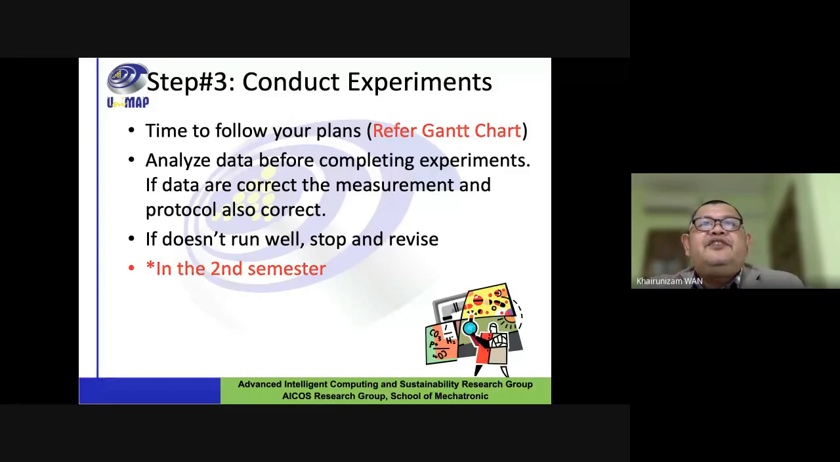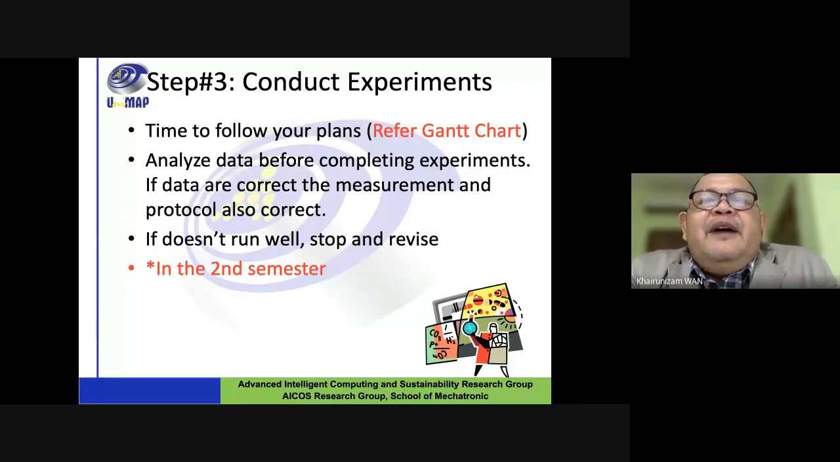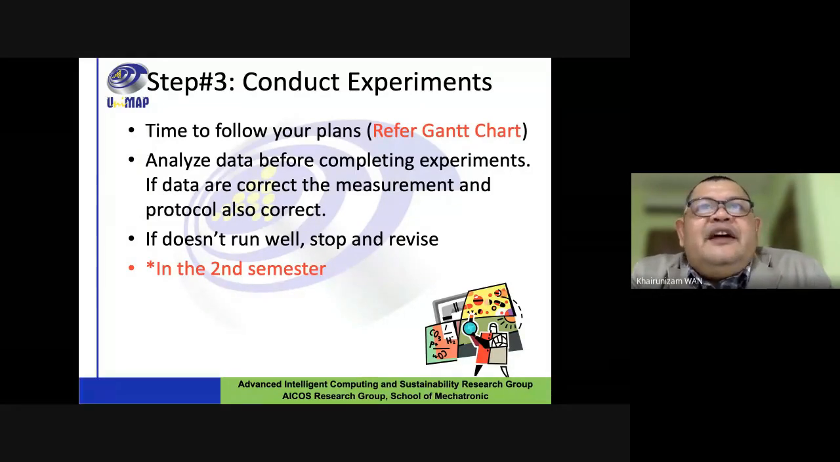And step 3 is conduct the experiment. Now you have to conduct the experiment. Time to follow your plan, refer back to the Gantt chart. So when to start, when to finish. And then analyze data before completing the experiment.